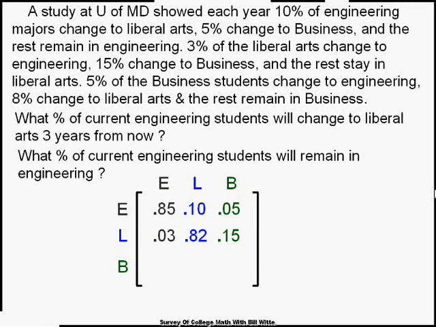Now let's get that last row with business. 5% of the business students changed to engineering. Let's see, from business to engineering, 5%. And there's one more number up there. 8% go from business to liberal arts. Now we have to figure out that last number. Do you remember how to do it? Once again, you're going to subtract that from 100%. So subtract 5% and 8%, or in other words, subtract 13% from 100%. Alrighty. And now we've got a transition matrix. We're ready to rock.